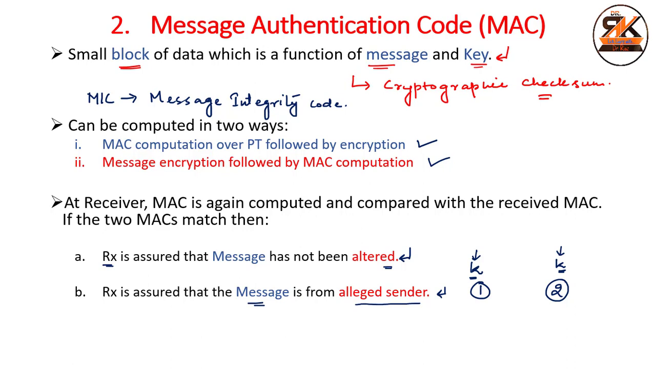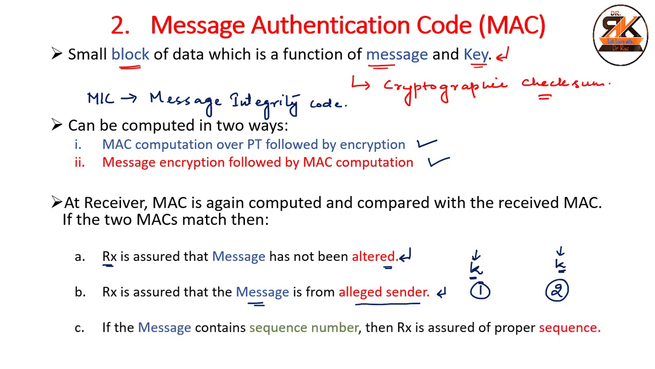And the third one is if the message contains a sequence number. If you have the sequence number in the message, then the receiver is assured of proper sequencing, which means that there is no alteration of the message, and no drop of a message has occurred.